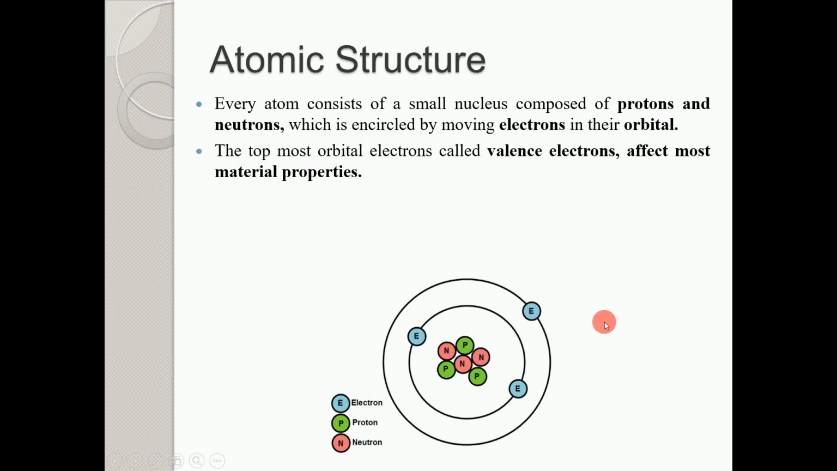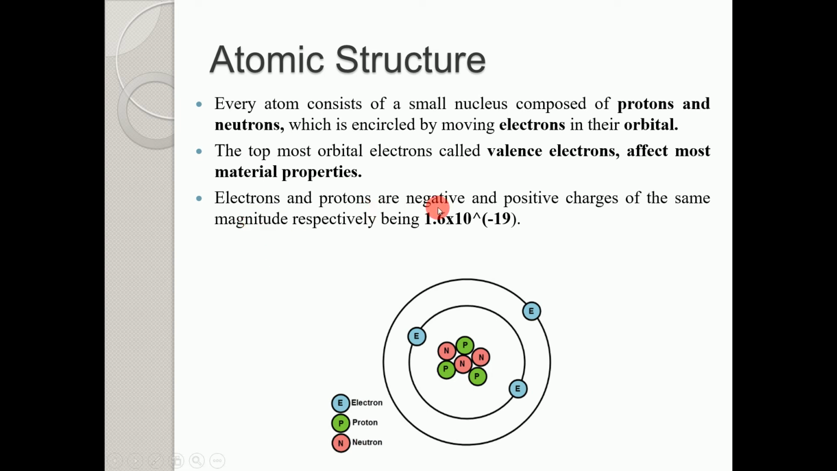The topmost orbital electrons are called the valence electrons, which affect the material properties the most. So the electrons present in the outermost orbital are called your valence electrons, and generally they affect the material properties.